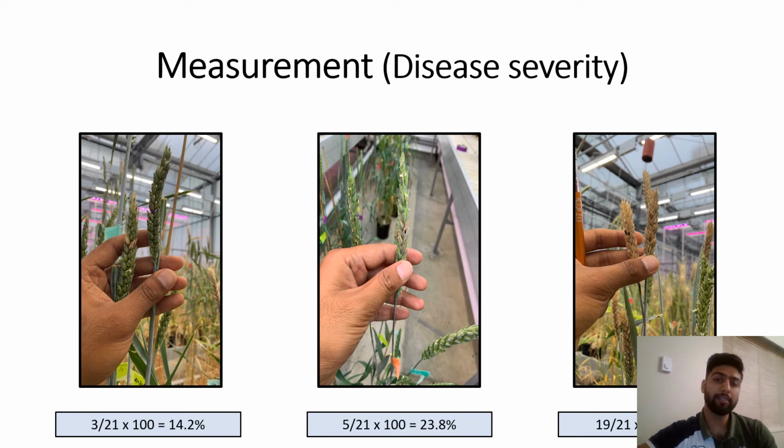So how I measured disease severity in the greenhouse, I just wanted to simplify it so that you can understand how we do it in FHB. After inoculation, this is at the 14th day, you have a spike, and you count the total number of spikelets. You divide the diseased spikelets by the total number of spikelets, and you take the percentage, and that's your disease severity. In the first case, it's a resistant reaction to FHB, in the second it's a moderately resistant reaction, and in the third it's the susceptible reaction to FHB.